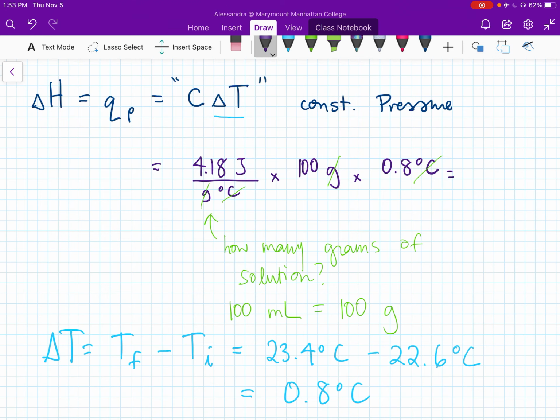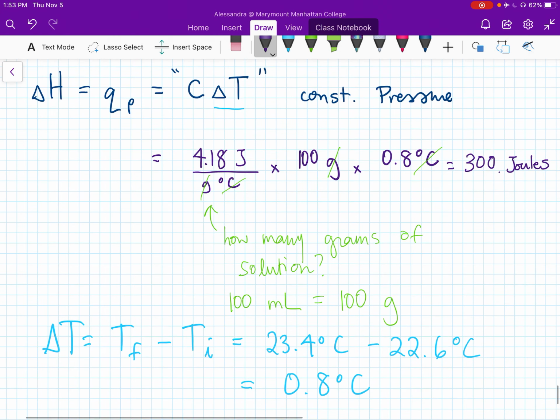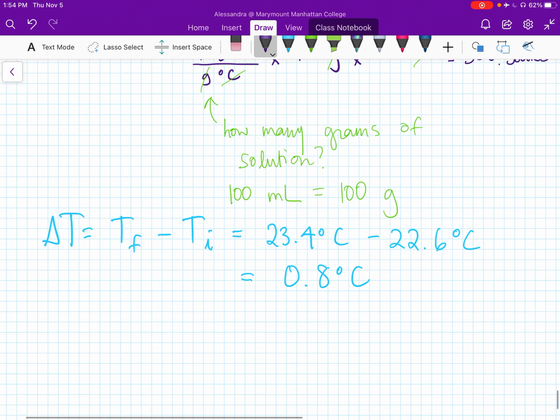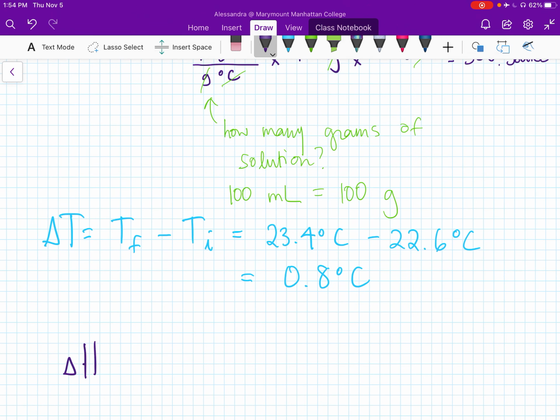And this gives me a total of about 300 joules for my delta H, or my Q value. Okay, now I need to figure out delta H per mole. So I'm going to put that 300 joules over the number of moles that I calculated of silver chloride, which is 5 times 10 to the minus 3 moles. However, I need to think about what sign to put here.